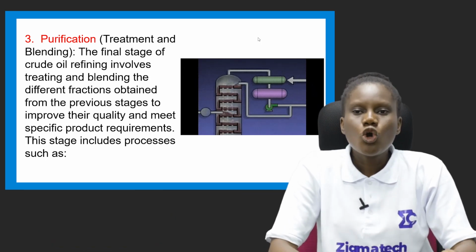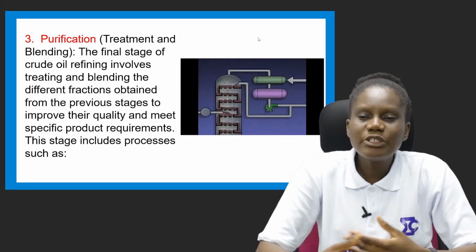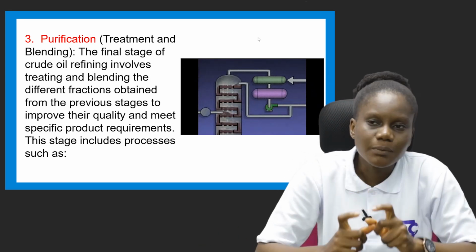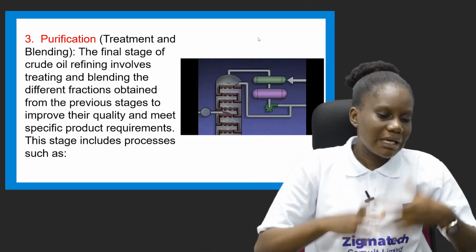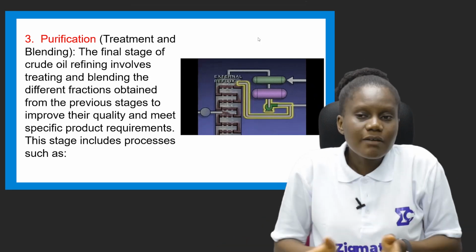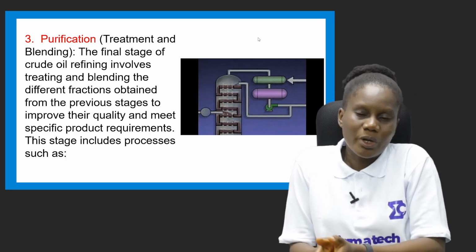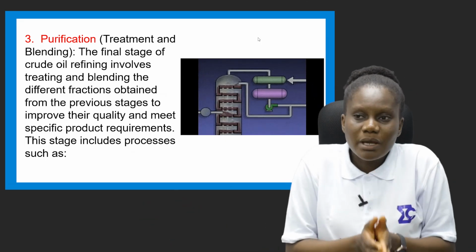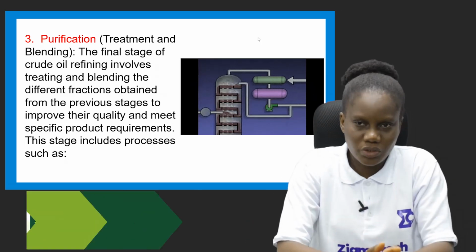So the final stage of crude oil refining involves treating. You treat them and you blend the different fractions obtained from the various stages to improve their quality and meet specific product requirements. So if I'm having my kerosene, it is pure kerosene. If I'm having my petroleum, that is your gasoline, it is pure petroleum. If I'm having my gas, it is pure gas. If I'm having lubricating oil, it is pure lubricating oil. If I'm having my diesel, it is pure diesel. And if I'm having my bitumen, that's my asphalt, it is pure asphalt. There's no other product attached to it.